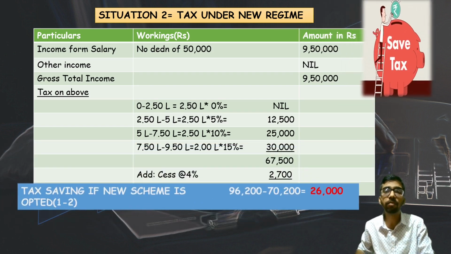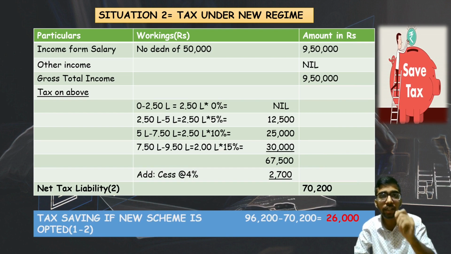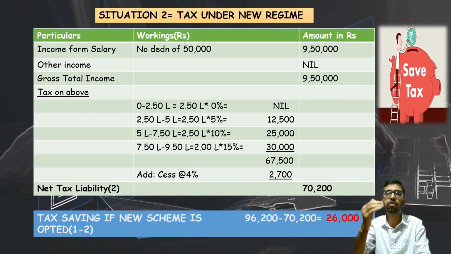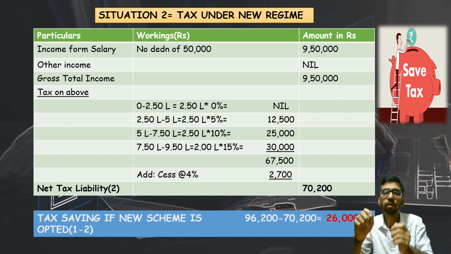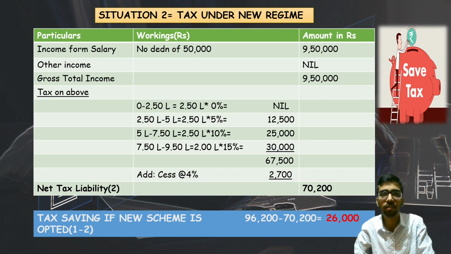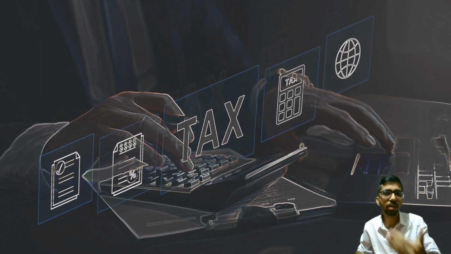Under the existing scheme, he needs to pay a tax amount of 96,200. If he opts for the new scheme, he needs to pay only 70,200. This is the exact method for claiming the benefit under the new scheme. His tax saving is around 26,000. This is the benefit available to Mr. A. Then we'll consider another, more interesting example.